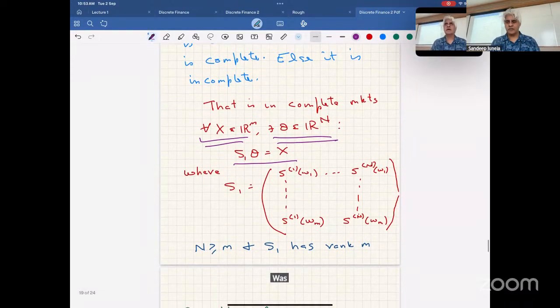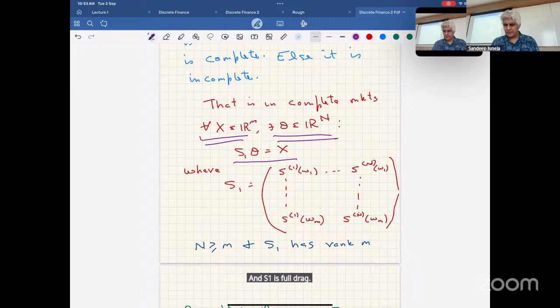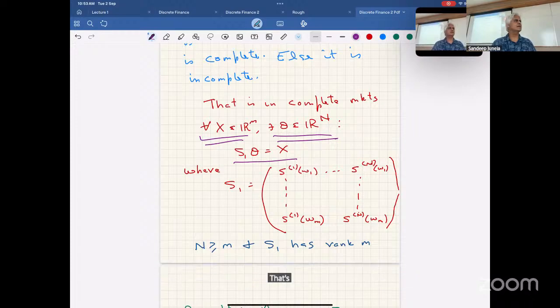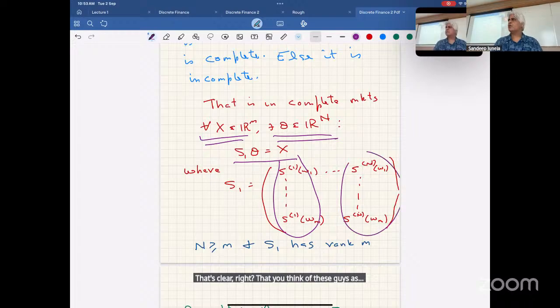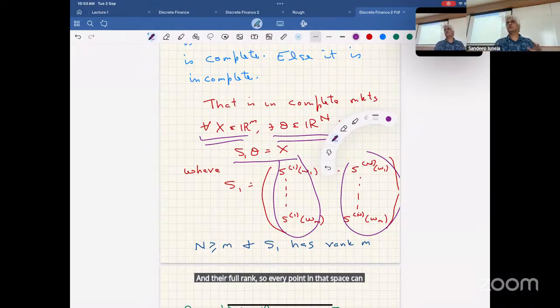So S1 is full rank. And N must be bigger than or equal to small m. Right? And S1 is full rank. But then you can look at these columns as points in m dimensions. And every security can be obtained as a combination of these. That's clear, right? That you think of these as big N points in M dimensional space. Big N is at least as big as small m. And they're full rank. So every point in that space can be a linear combination of these columns.